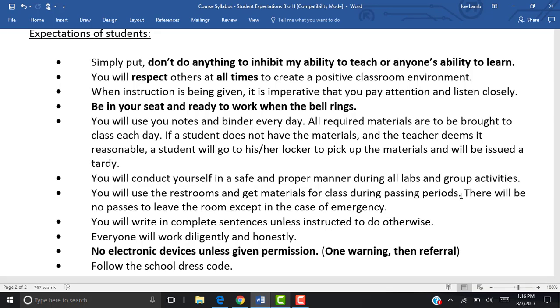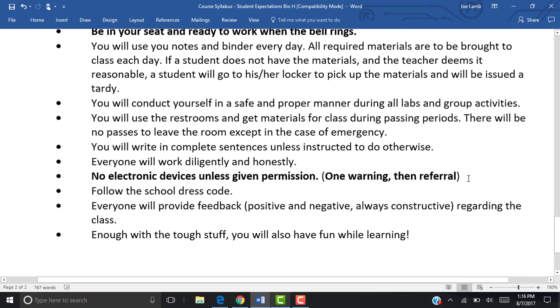Be safe in lab. Obviously, we'll be dealing with some dangerous chemicals and some potentially dangerous instruments, so safety is my number one priority. Follow all directions. If not, there will be consequences. Use the restrooms during passing periods. I'm not a big fan of leaving the room unless there's a specific emergency. I get that emergencies come up, but please make sure that you utilize your passing period to use the restroom.